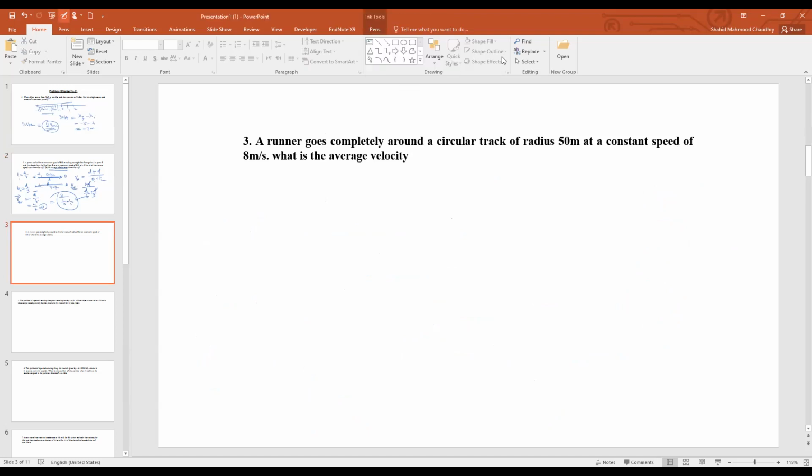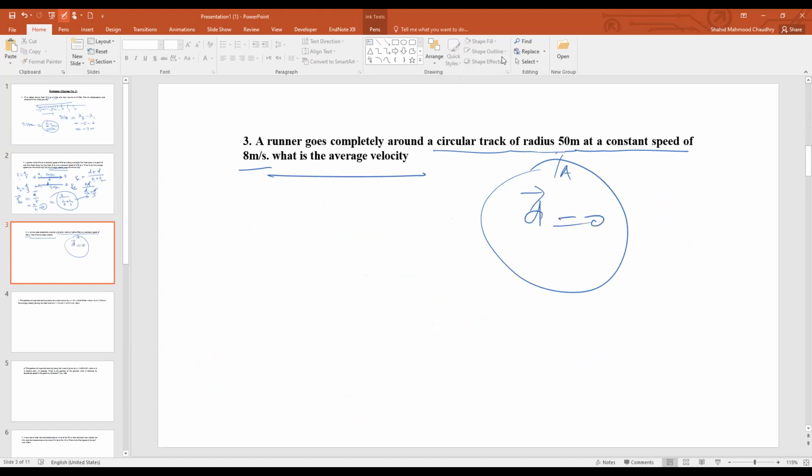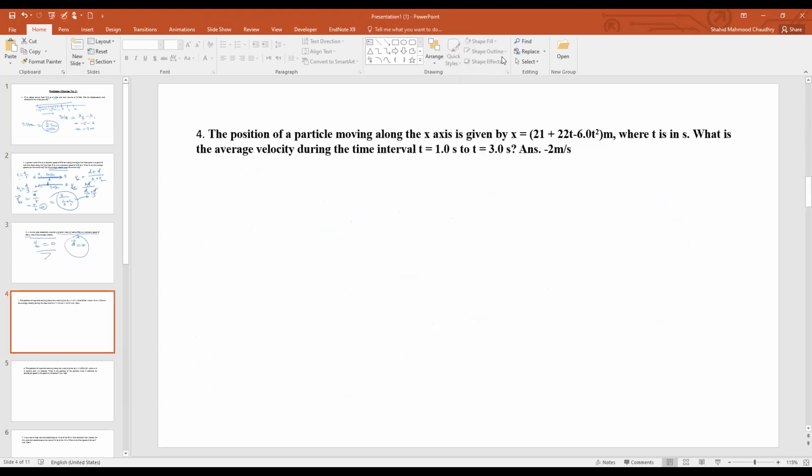Okay, after this, a runner, again the same thing. A runner goes completely round a circular track of radius r at a constant speed. What does circular track mean? It means he starts from here and comes back to here. So his displacement is 0. If the displacement is 0, the average velocity will be 0. Remember this one.